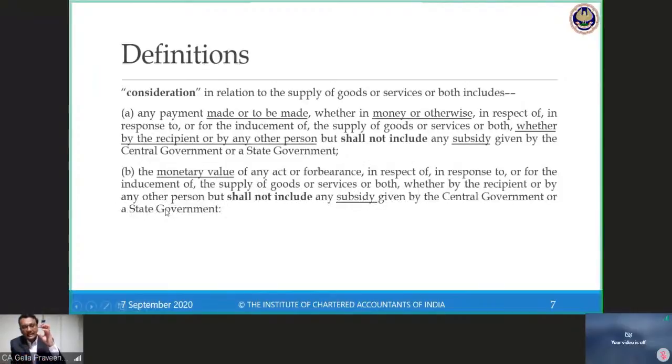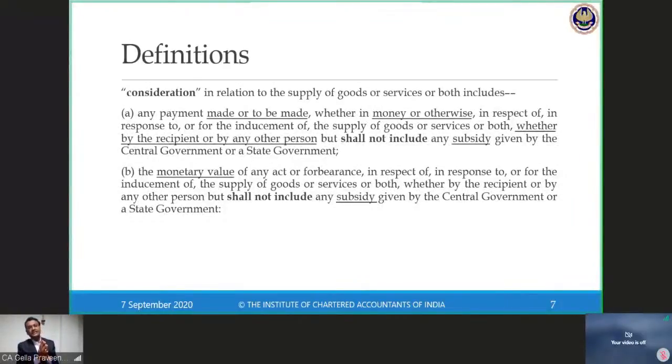Moving on further, this is another catch which is vitally important for us to understand from this definition. Point B says the monetary value. If you look into the definition, clause A says any payment, which is as good as money. Clause B starts with monetary value, which means it is not physical money. The monetary value of any act or forbearance, meaning any activity or forbearance. Forbearance is nothing but abstaining from doing an act in respect of, in response to, or for the inducement of supply of goods or services, whether by the recipient or by any other person, but shall not include any subsidy.